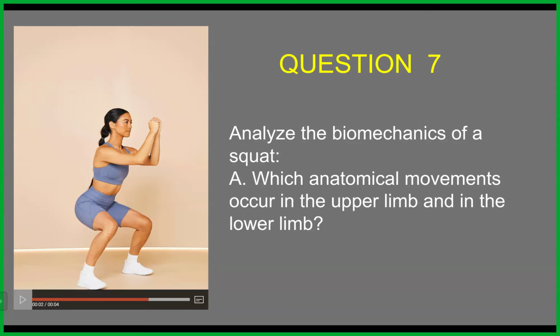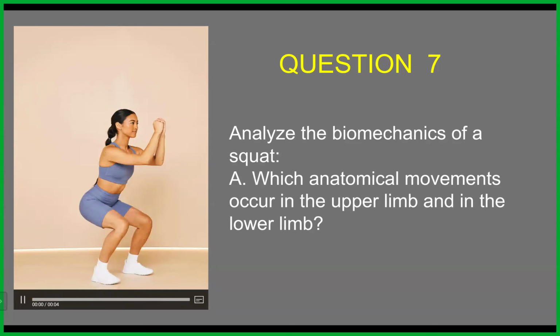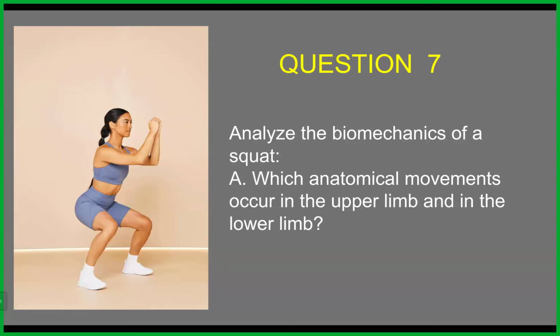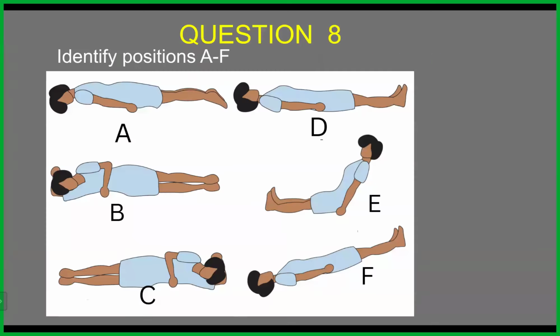And then when the person stands, there will be extension. So when the person stands, there will be extension at the knee joint and extension at the hip joint to try and get back into the normal anatomical position. So those are the movements that you would be expected to highlight during an assessment.